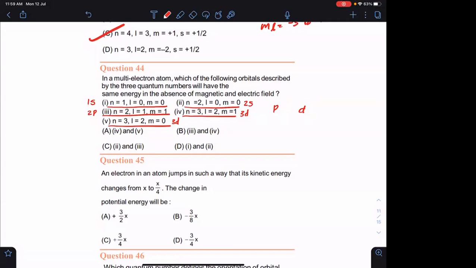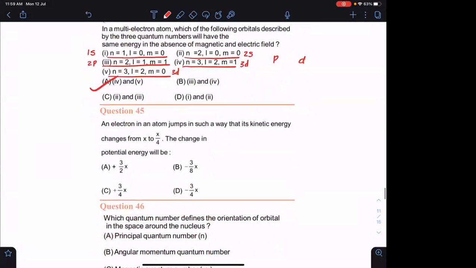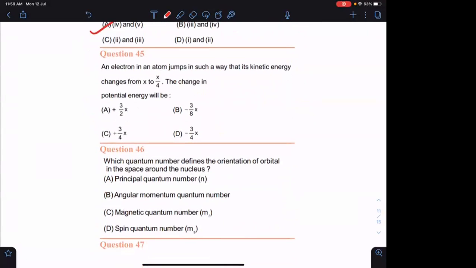Option A. The question is, which of the following orbitals have similar energy in the absence of electric and magnetic fields? All the orbitals of a given subshell are degenerate. Question 45. We have discussed this question several times.